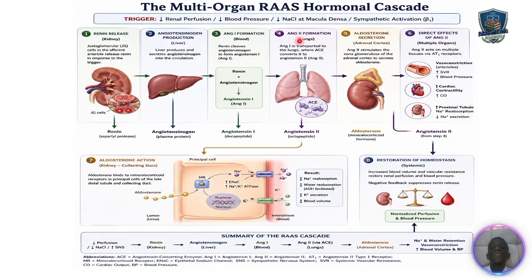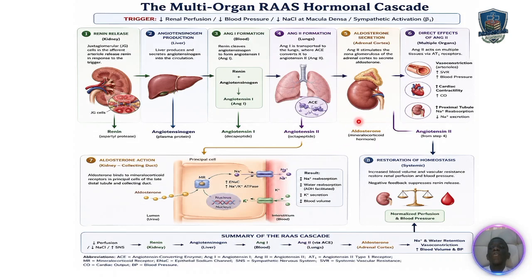Then in the lungs, we've got the ACE, the angiotensin converting enzyme that converts angiotensin I to angiotensin II. Once that occurs, angiotensin II now works on various organs. It works on the adrenal cortex, leading to the release of the aldosterone hormone. Aldosterone, which is a mineralocorticoid hormone, leads to retention of sodium and water, but also leads to excretion of potassium.